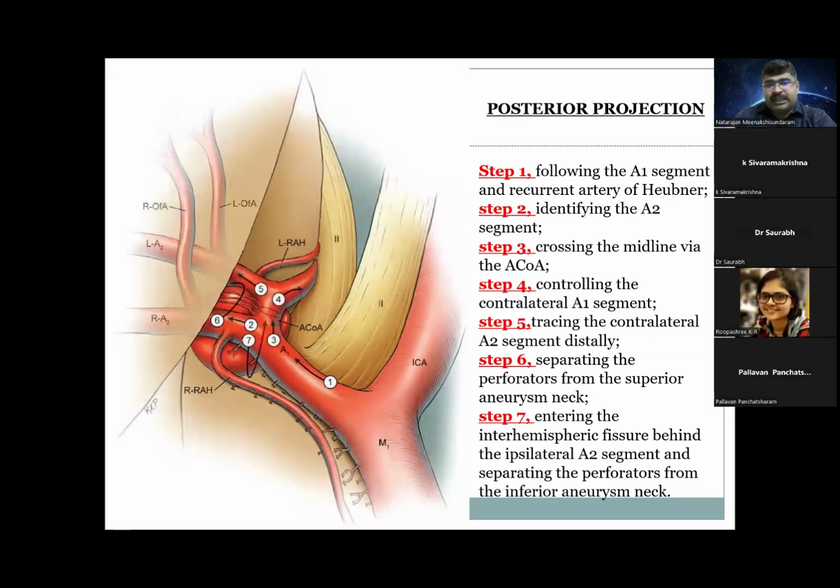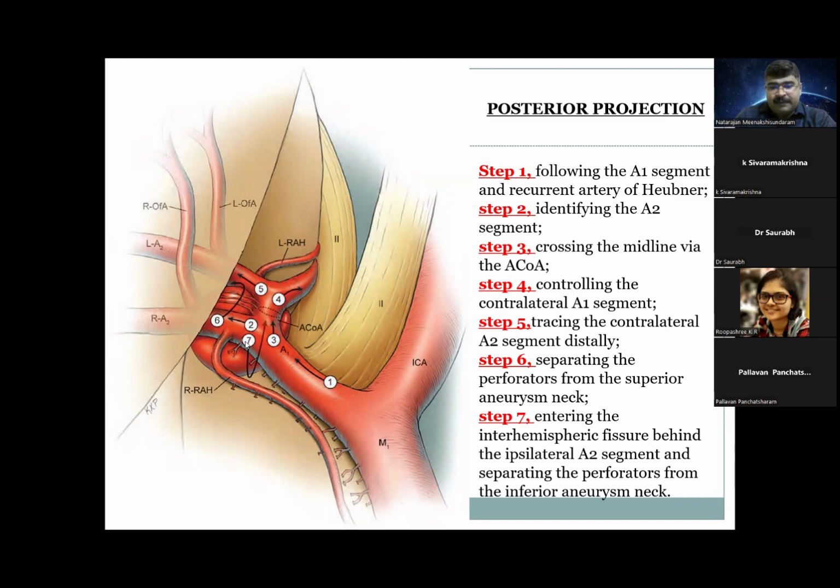If it is a posteriorly projecting aneurysm, step 1 is defining the ipsilateral A1 and the ipsilateral A2, then crossing the midline via the anterior communicating artery, defining the contralateral A1 and the contralateral A2, and then separating the perforators from the superior aneurysmal neck. Here the aneurysm will be sitting behind or below the perforators, so it's important we separate the perforators from the superior aneurysmal neck.